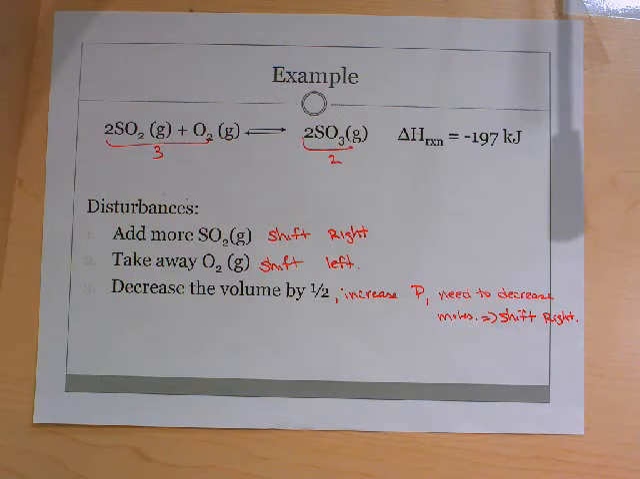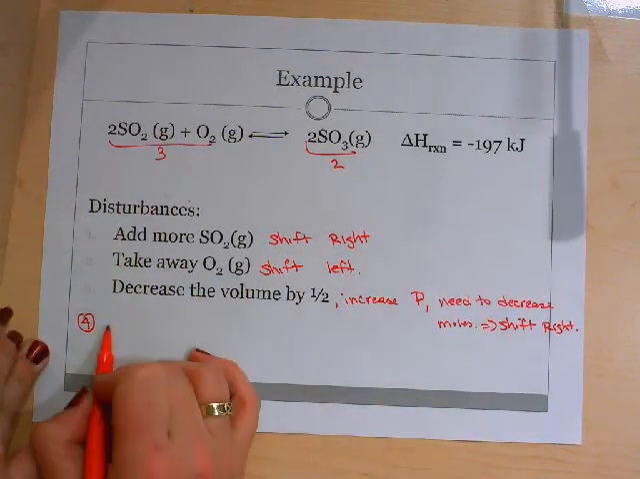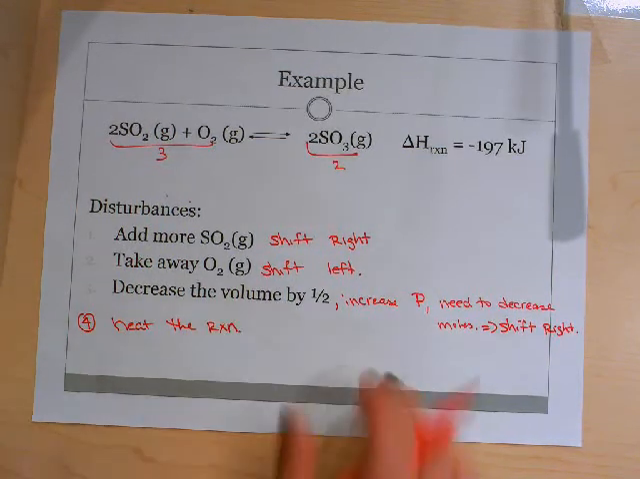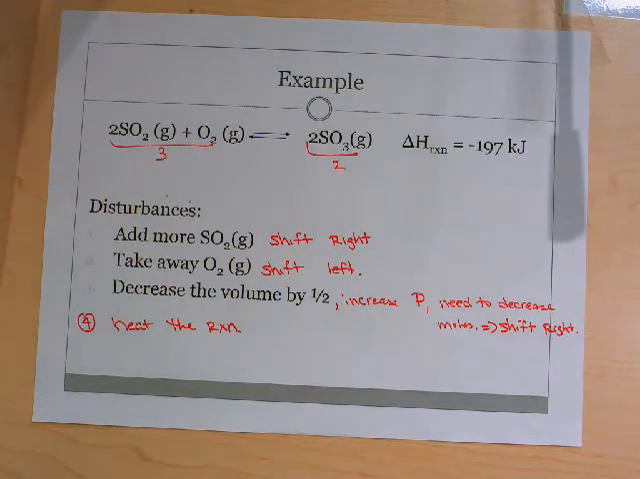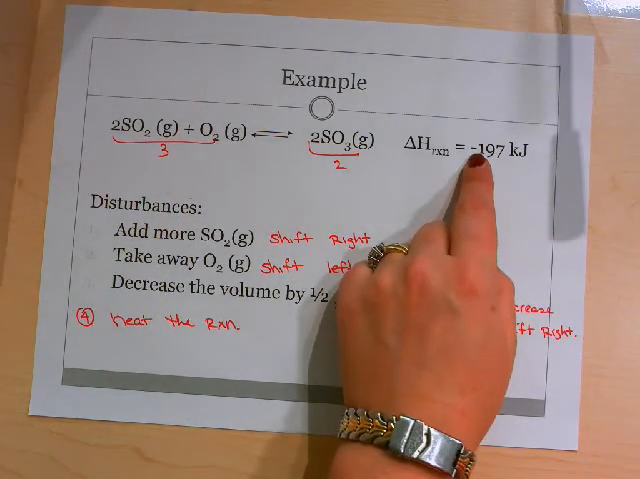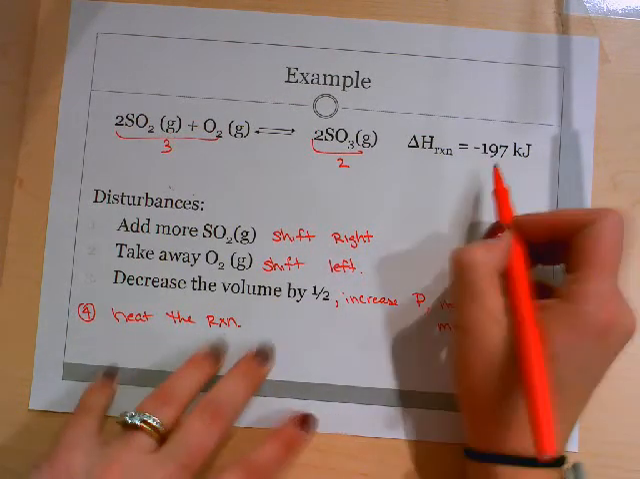All right, so ready for the tricky one? What does this equation have that all the other ones didn't have? This delta H factor, right? All right, so let's say in my fourth case, I choose to heat the reaction. Yeah, just a minus sign. Yes. So I now have an exothermic reaction.